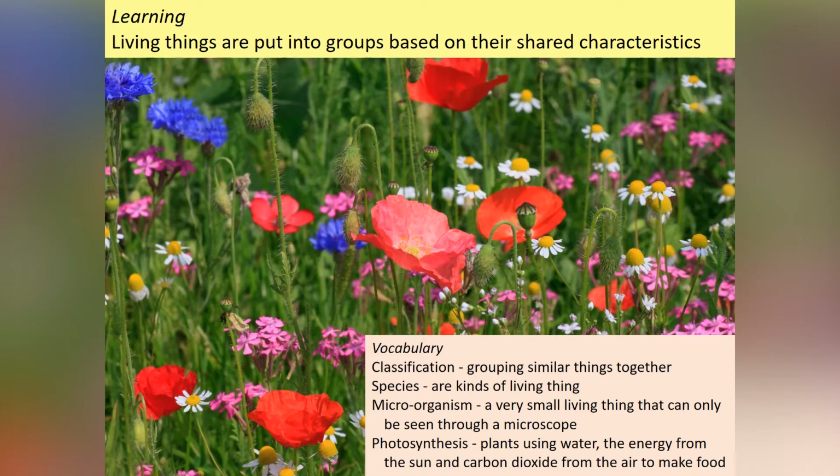The species are the individual living things. So the red flowers are poppies, the large white flowers Michaelmas daisies, the blue flowers cornflowers, and so on. Microorganisms are very small living things that can only be seen through a microscope.